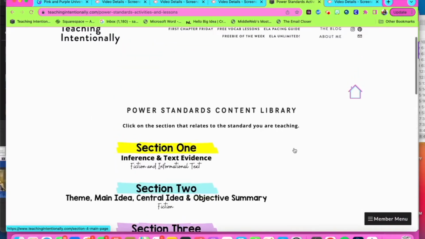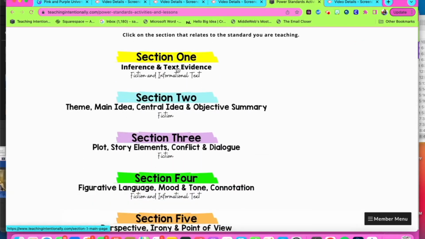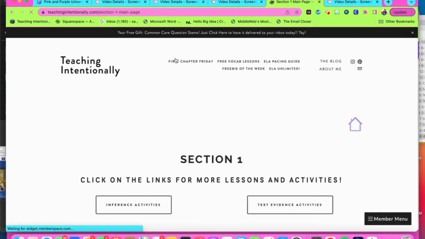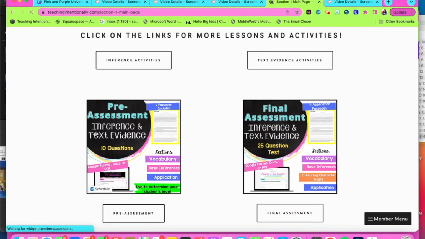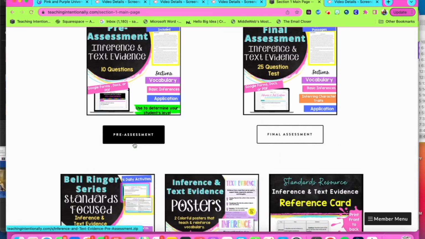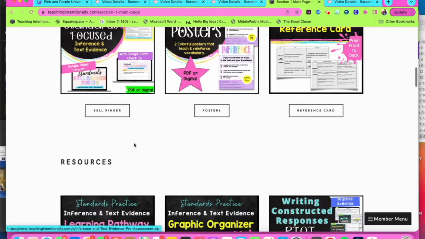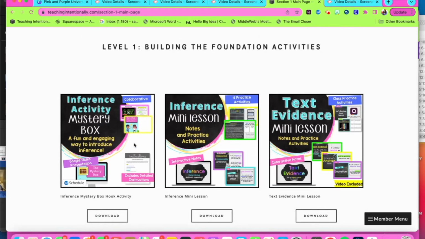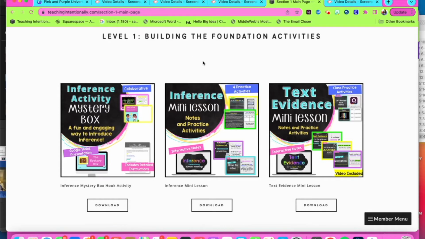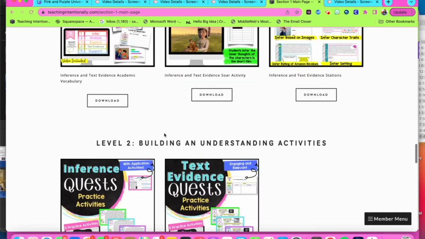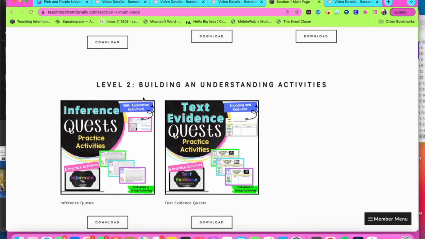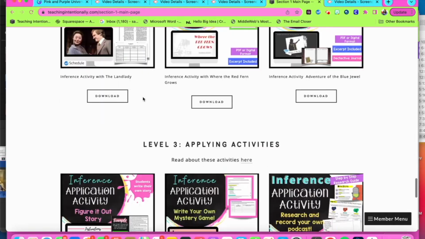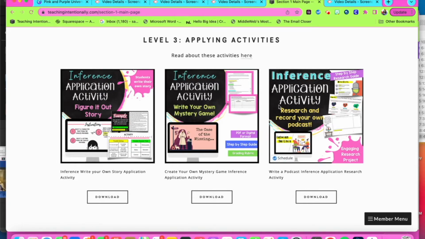So this is the power standards. So I'm going to go to section 1. And what I do is I give my students a pre-assessment that gives me an idea of where they are academically or with this concept. And then, based on their score, I assign them to level 1, which is they need more foundational skills. Level 2, they're building their understanding of the concept. And then level 3 is where they apply. Like, these are the students who really understand.